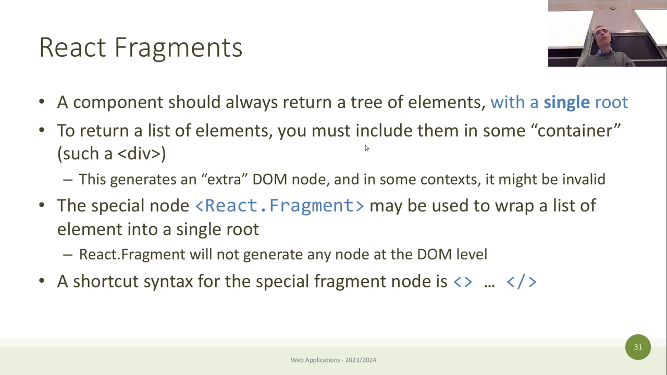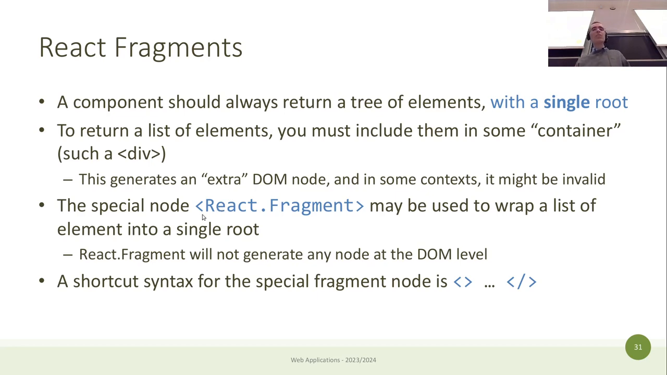Last thing, and then we will program a little bit, are React fragments. As I told you, a component should always return a tree of elements with a single root. A tree means there's a single root, okay? Otherwise, there are two trees if there are two roots, okay? So either we use a container element, like you return a div and you put everything inside a div, but sometimes you cannot use a div. There are places where you cannot use divs in HTML, like inside tables or in some special environments. So it's not always convenient to use divs. I mean, sometimes it's impossible.